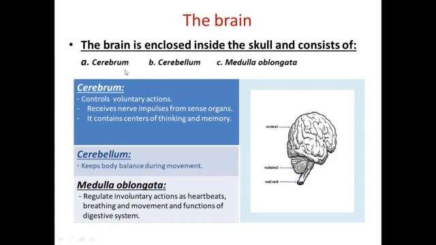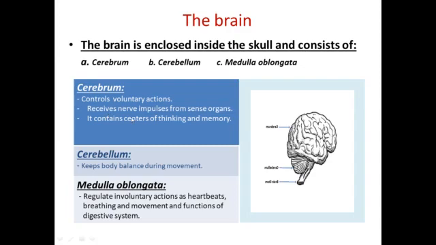The brain is the main center of the nervous system, which is enclosed inside the skull to protect it, and it consists of three main parts which are the cerebrum, cerebellum, and medulla oblongata. First, the cerebrum is the biggest part of the brain, and it controls voluntary actions, the actions that you can do by your will, like moving from one place to another.